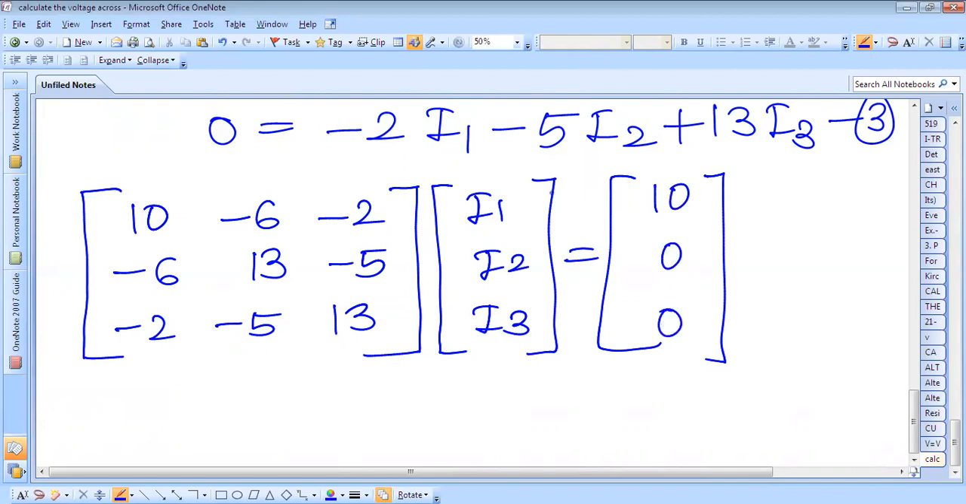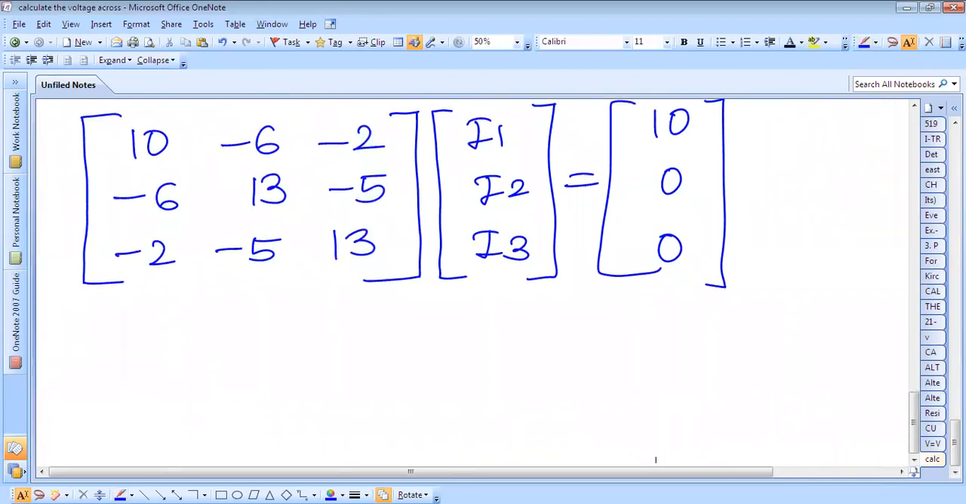Okay, now as we have to find I2 and I3, because we are interested in finding the current flowing through A and B, so that we can find the voltage across AB. The current flowing through A and B is the difference of I2 and I3. Therefore we have to find I2 here. I2 can be found by this: 10, minus 6, minus 2.